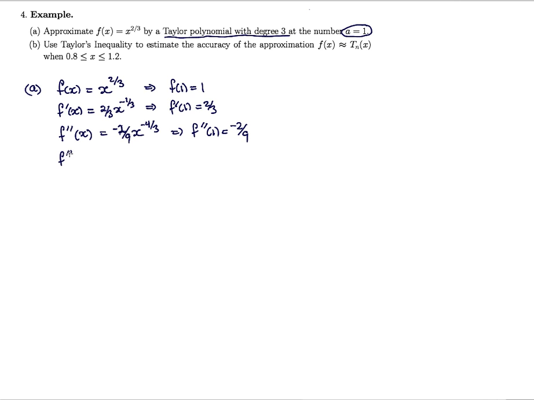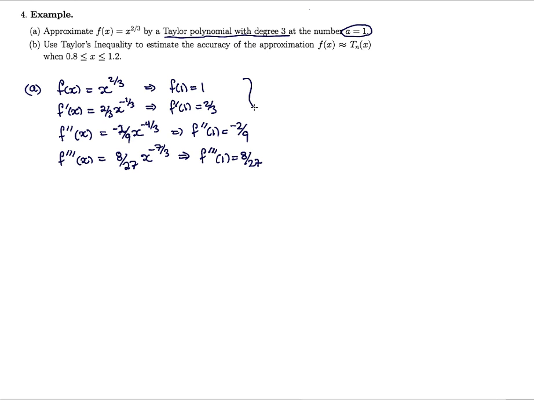And f triple prime is 8 over 27 x to the negative 7/3. So f triple prime at 1 is 8/27. And now we have enough information to construct the Taylor polynomial.